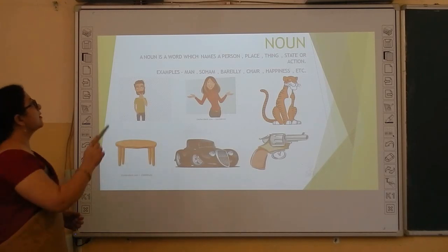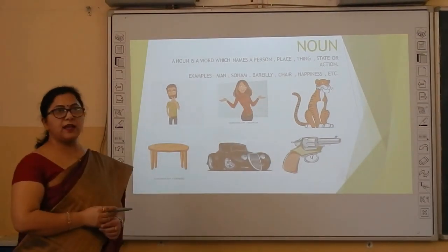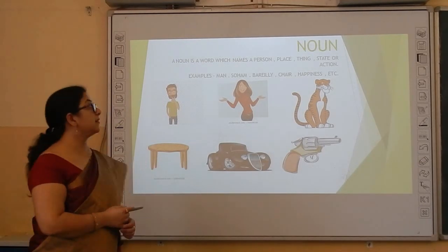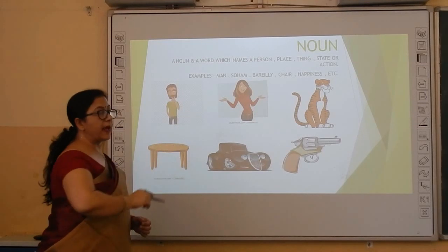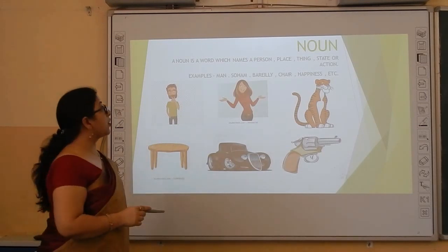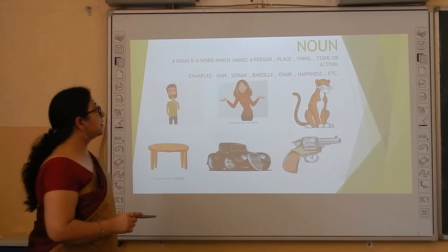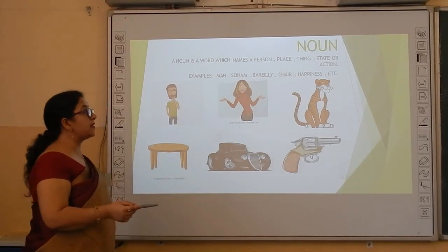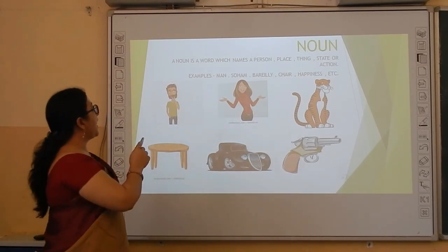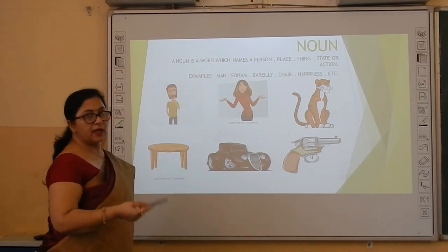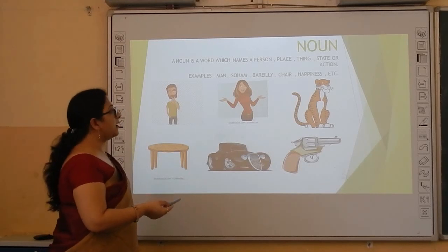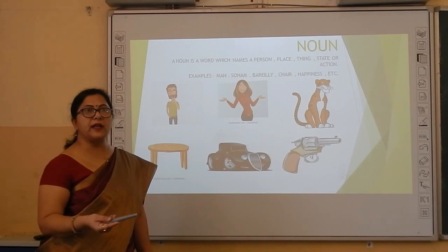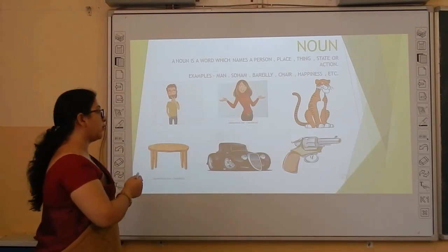The first is noun. In Hindi, we call it sangya. A noun is a word which names a person, place, thing, state, or action. There may be many examples. Some examples are here: man, Soham, name of any person; Bareilly, name of any place; chair, name of any object; happiness, it's a feeling. So all these are nouns.